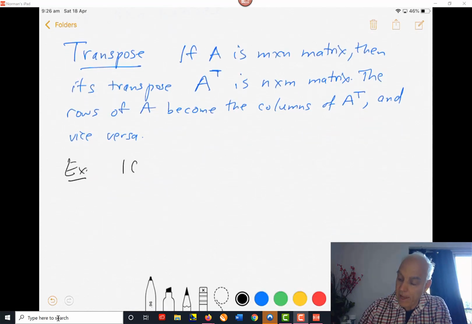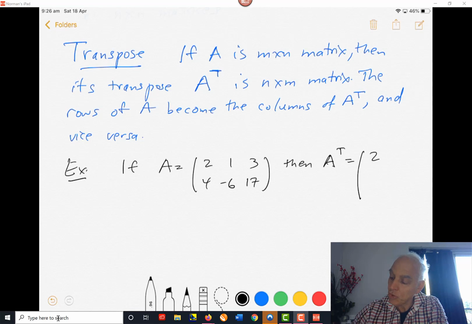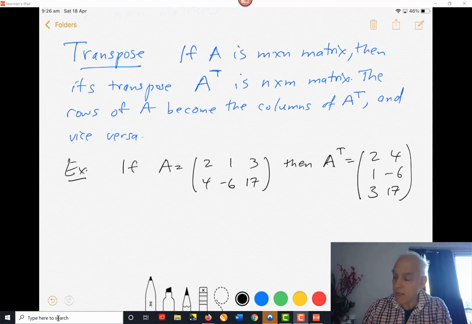So if A is the matrix, say 2, 1, 3, 4, minus 6, 17, then A transpose is the matrix 2, 4, 1, minus 6, 3, 17. So you can see that the rows of A become the columns of A transpose, while the columns of A become the rows of A transpose. And A is a 2 by 3 matrix, while A transpose is a 3 by 2 matrix.